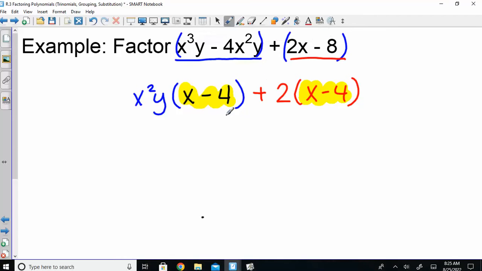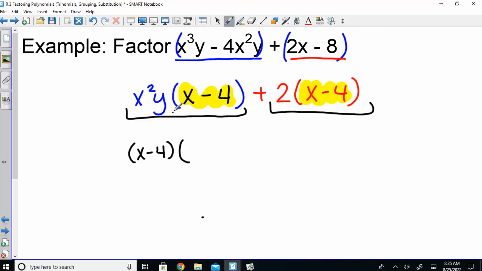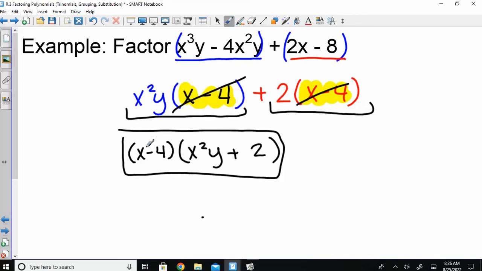Remember on that factoring assignment from yesterday, there was one, like problem number 4 or something, where you had 2 terms and they each had something in common and we had to pull that out. What do both of these have? X minus 4. So if I take out the x minus 4, on our first one we have x squared y plus 2. And if you wanted to check yourself, you just distribute, multiply that all back out, and you get where we started. So if you have 4 terms, your strategy is grouping.